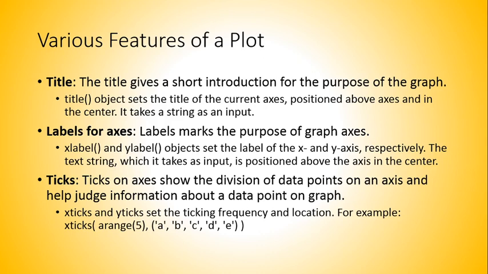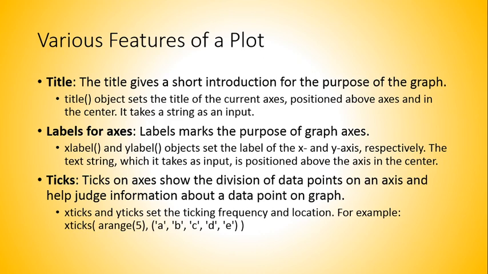The third important thing is ticks. Ticks on the axis show the divisions, the data points on an axis. It helps in judging the information about data points on the graph. Similarly to labels, there are xticks and yticks, to set the ticking, frequency and location. For example, xticks arange 5 A B C D E will give you 5 ticks named A B C D E. You can use linspace and logspace for the same.